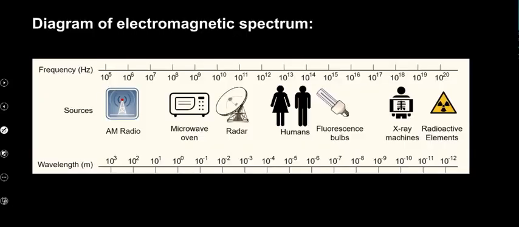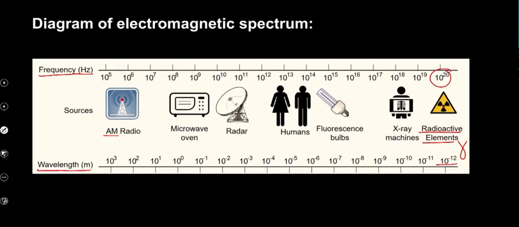So this is the combined diagram from earlier that shows the frequency and wavelengths of different types of electromagnetic radiation. You can see here on the left-hand side we have our AM radio, widely regarded as the lowest energy with the lowest frequency and the highest wavelength. And over here on the right, we have radioactive elements which we said produce our gamma rays. Here you can see they have by far the smallest wavelength and the highest frequency.